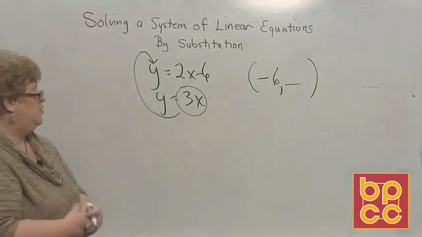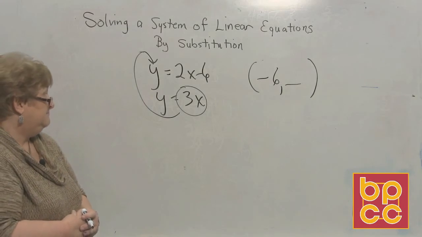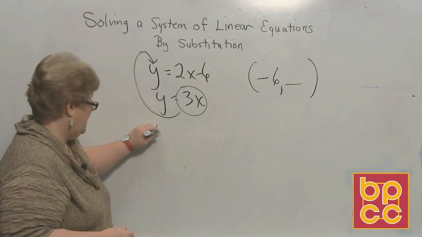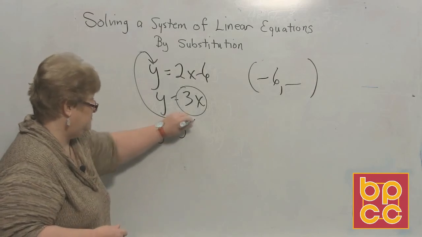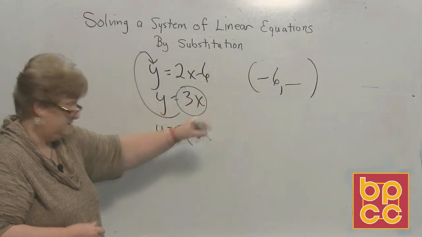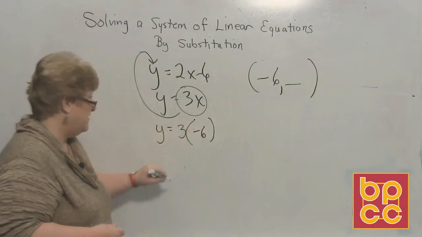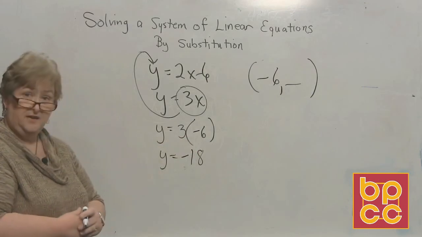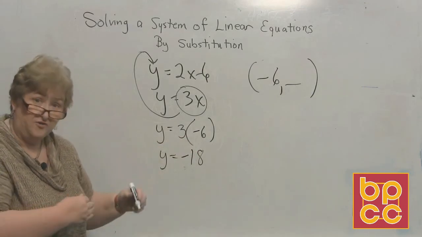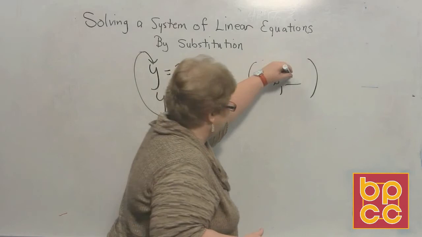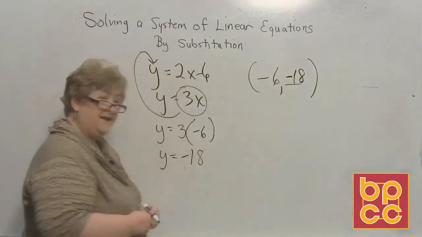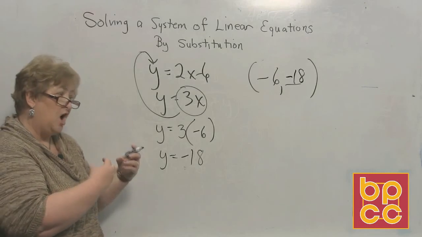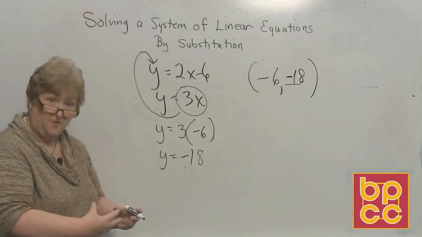I can go into either one of these. So I'm going to go easy again. I'm going to go with that y right there. y is equal to 3 times what? Negative 6. So that must mean that y is equal to a negative 18. So the ordered pair for this system is negative 6, negative 18.